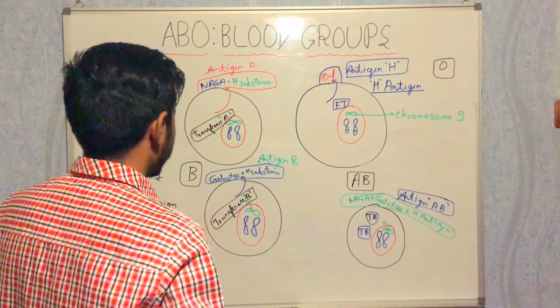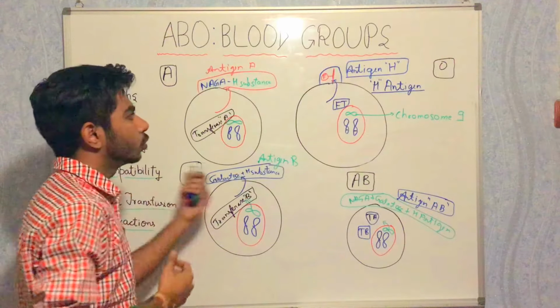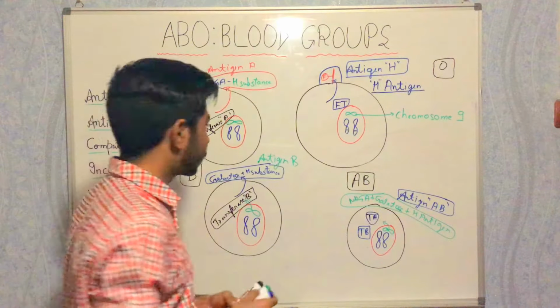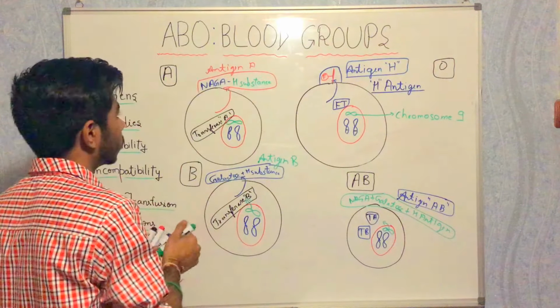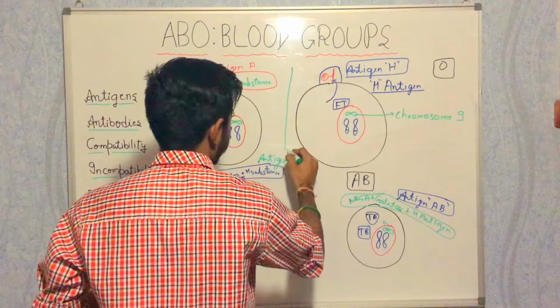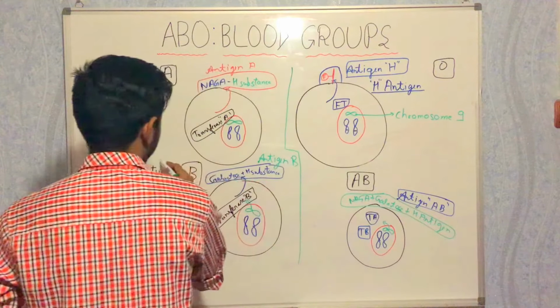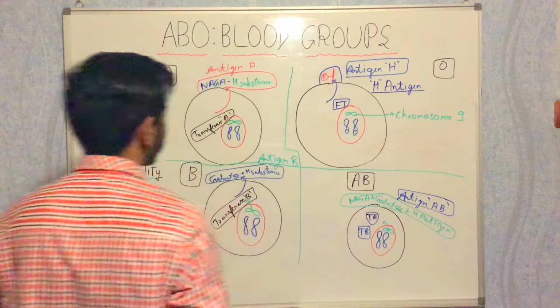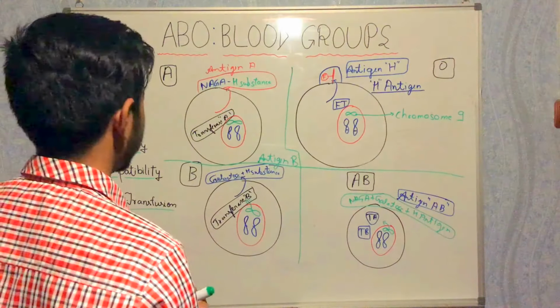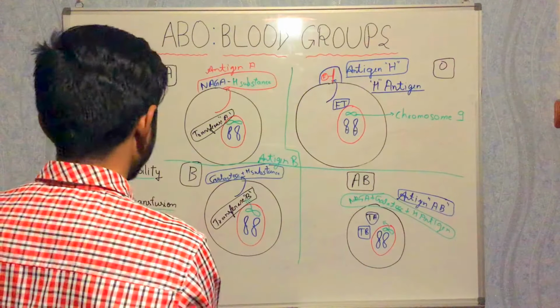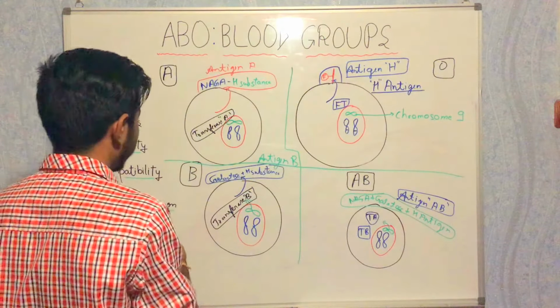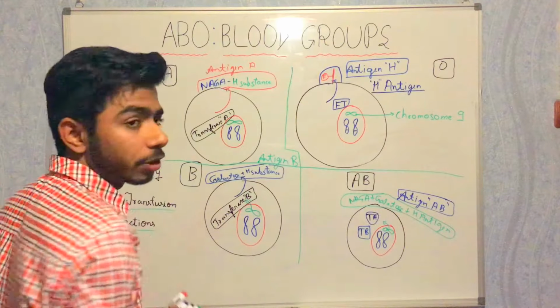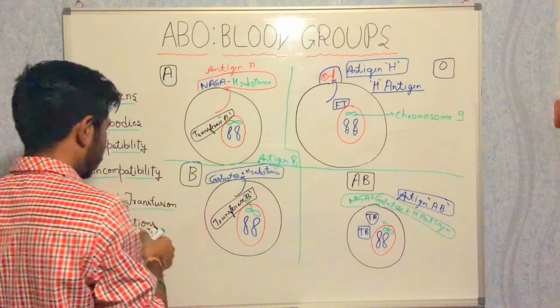Now, further, let me talk about the genotypes of these blood groups. Blood group A could have two genotypes.